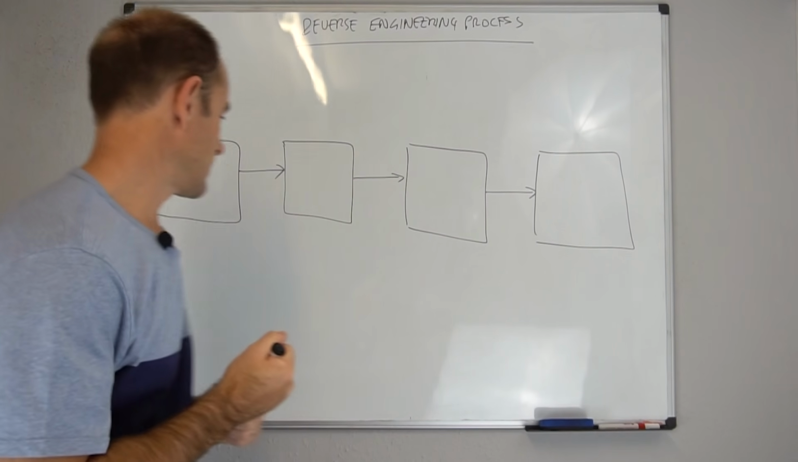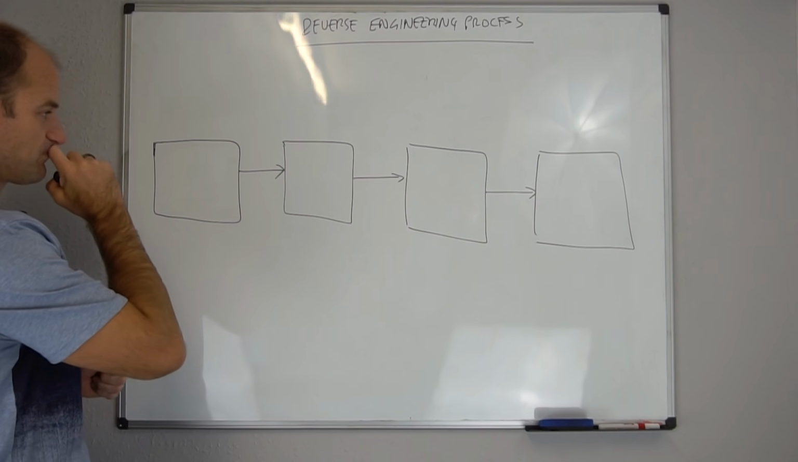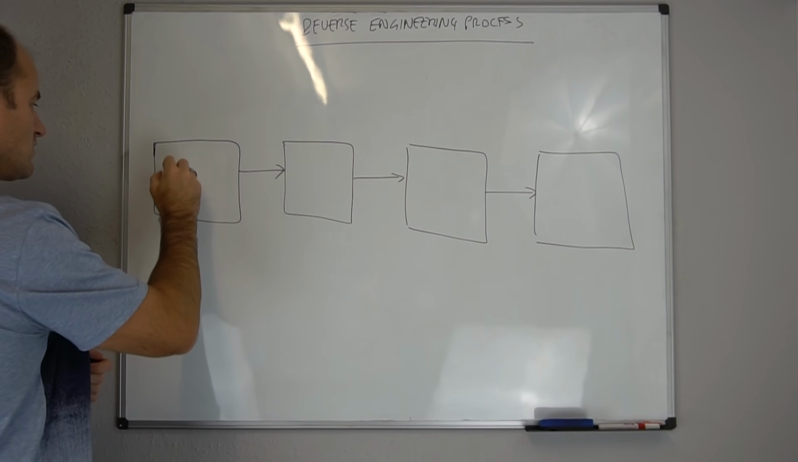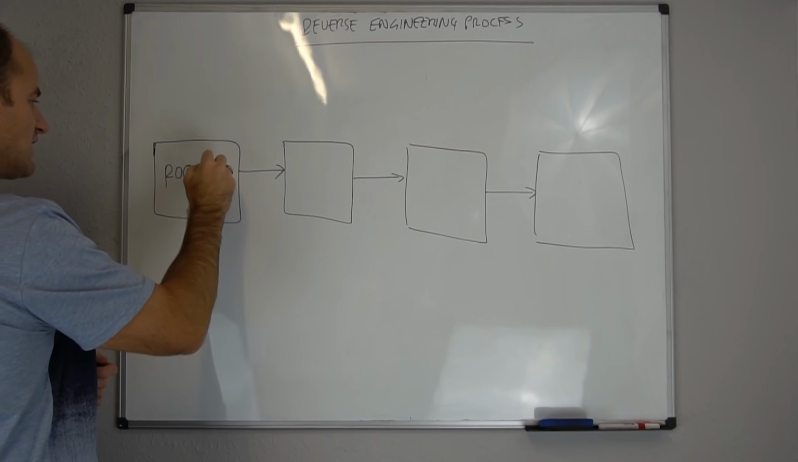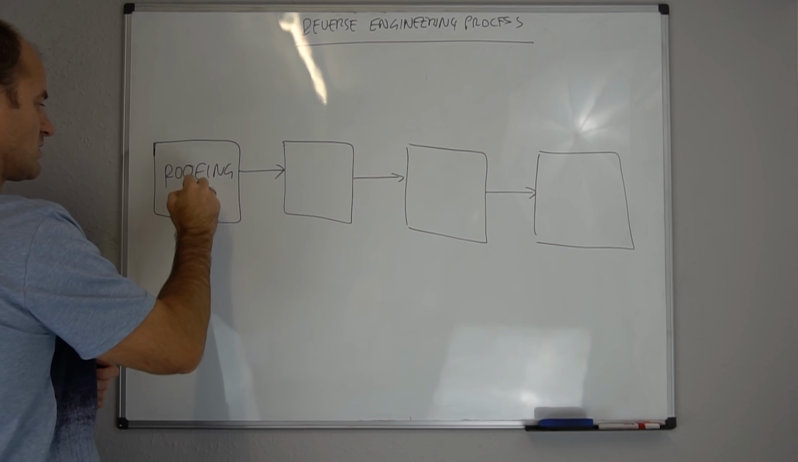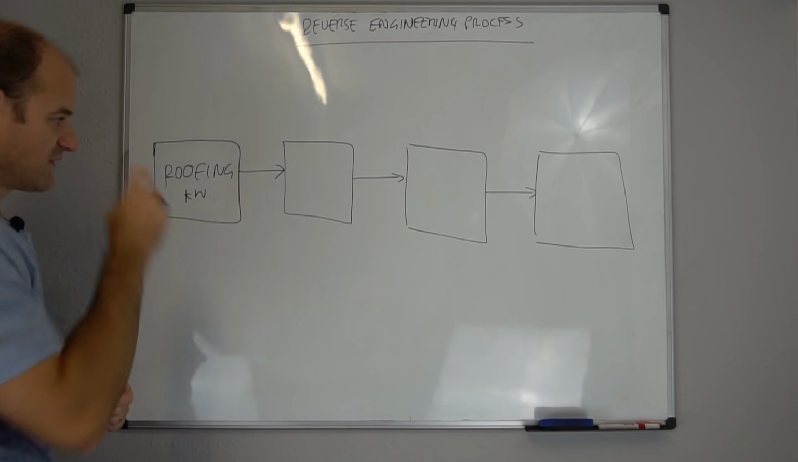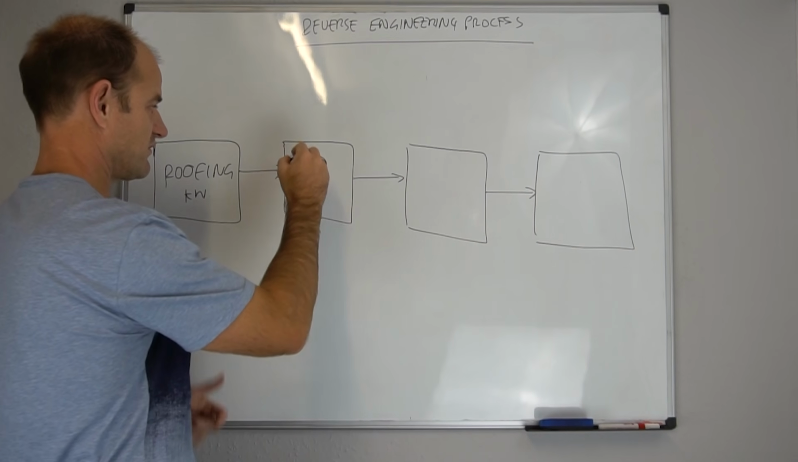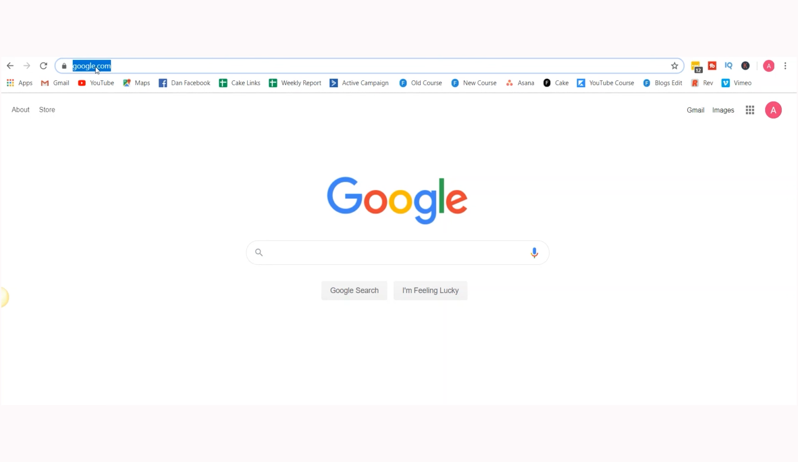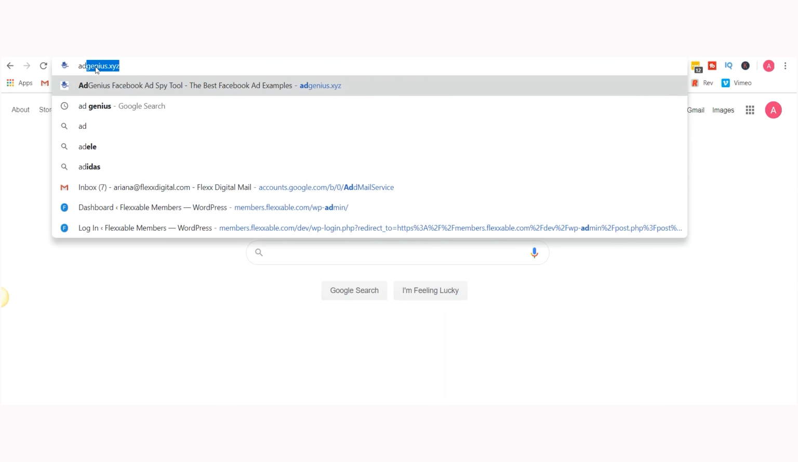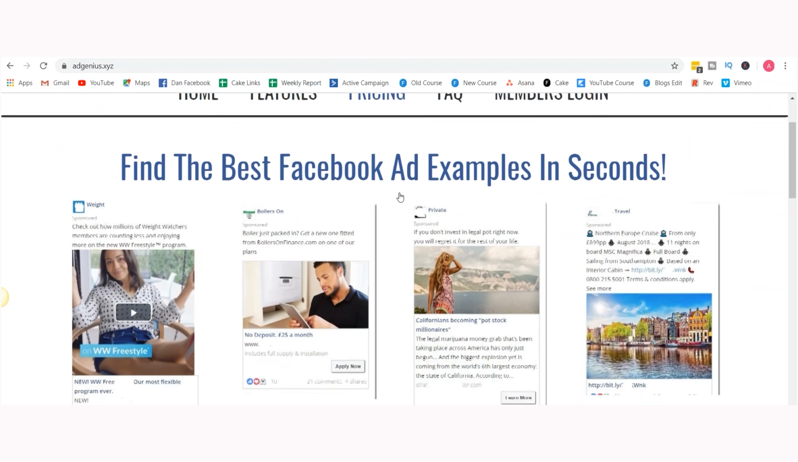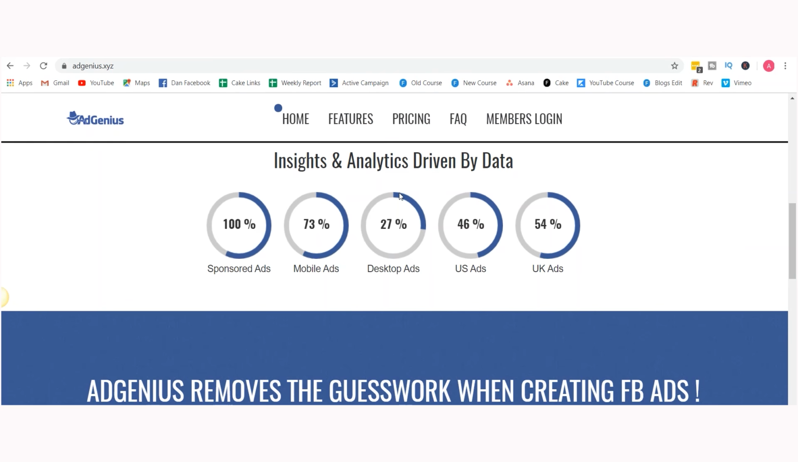The first one is, let's say it's roofing. Roofing is the keyword that you want to use. Then you take that keyword of that vertical and you go to either one of these two tools. I use Ad Genius or Advert Suite. And you're able to then see what ads people are running based on these keywords.